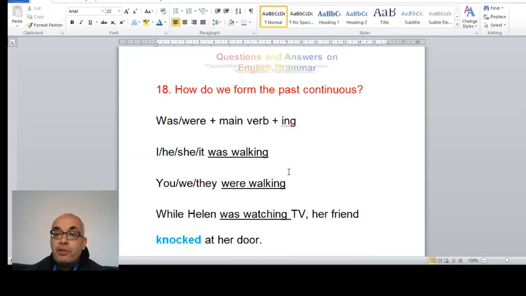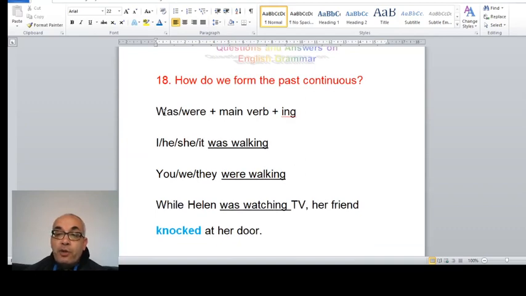How do you form the past continuous? Past continuous, you have to use was or were, one of them, and main verb and ing. So this is past continuous. Was walking or were walking. Now, we call it past because I use was, and was is past. Walking, we call it continuous because I put ing to the main verb. So the past continuous has two verbs. Was walking or were walking.